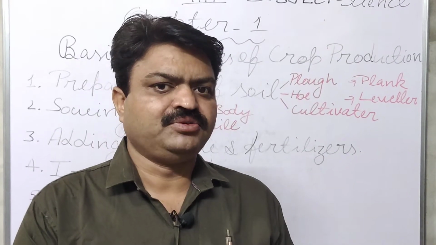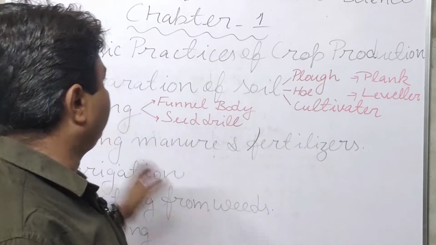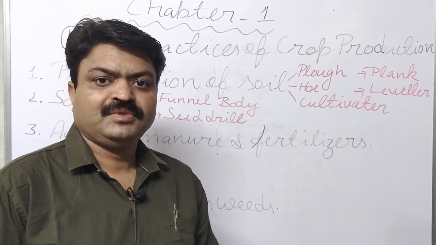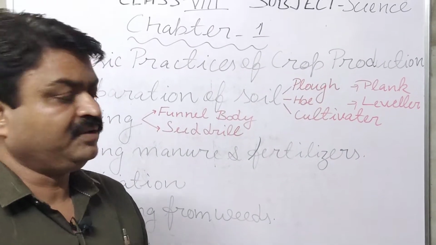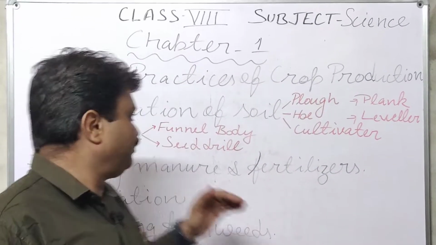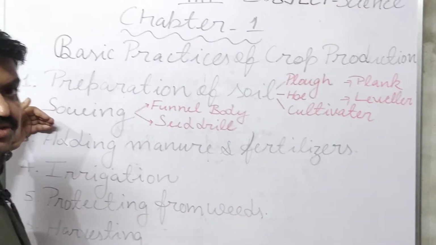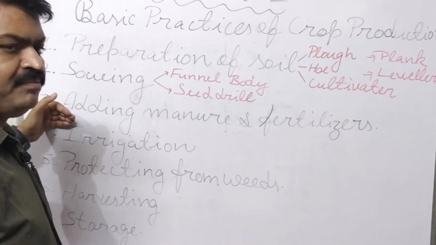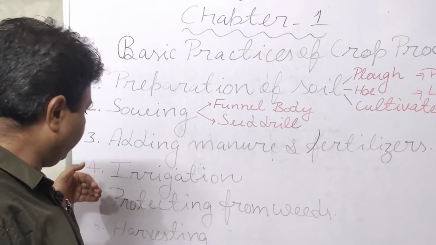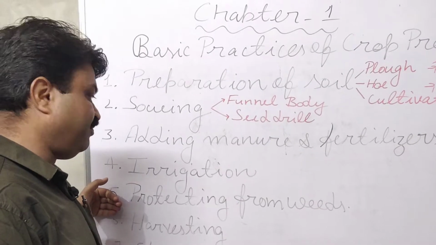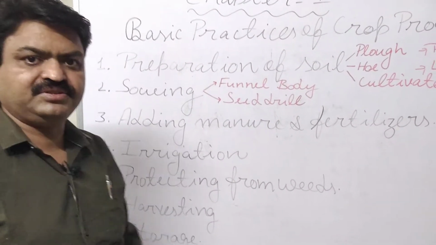Today we will discuss, student, the activities that the farmers do to grow the crops. So what are the main activities that are done by the farmer to grow his crop? First is the preparation of soil, second is sowing, third is adding manure and fertilizer, fourth is irrigation, fifth is protecting from weeds, sixth is harvesting, seventh is storage.